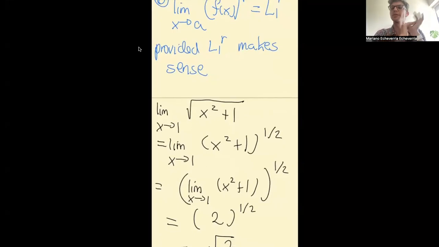Okay, I think these are all the basic limit rules that you need to know. So it's a good segue to do a mini pause.